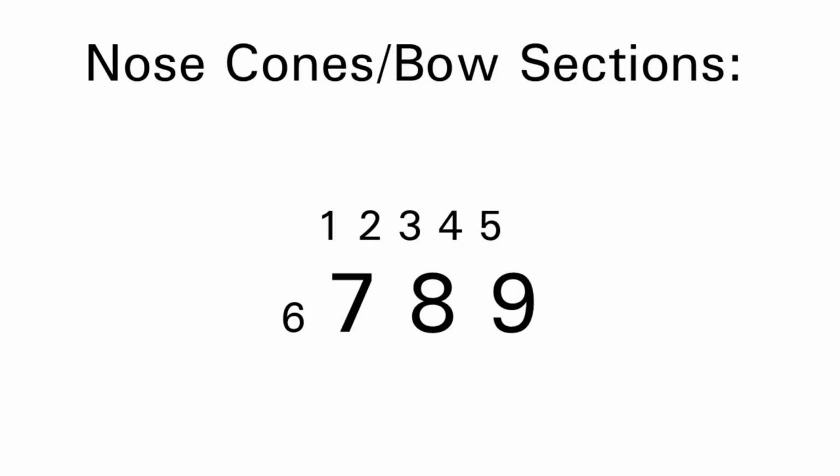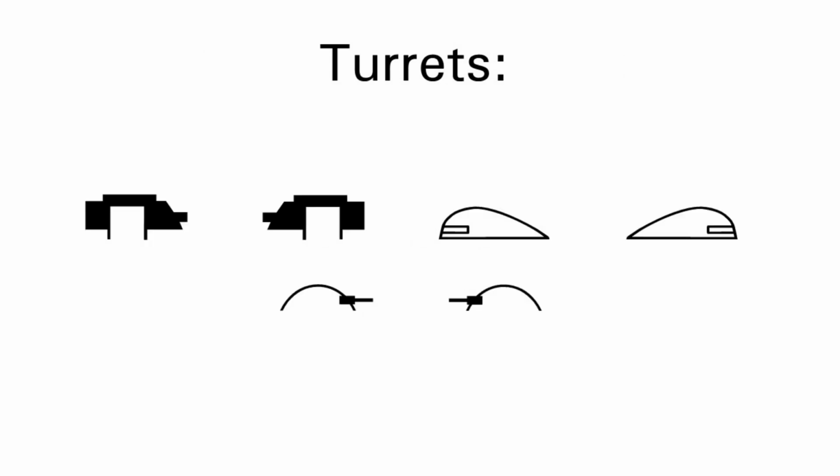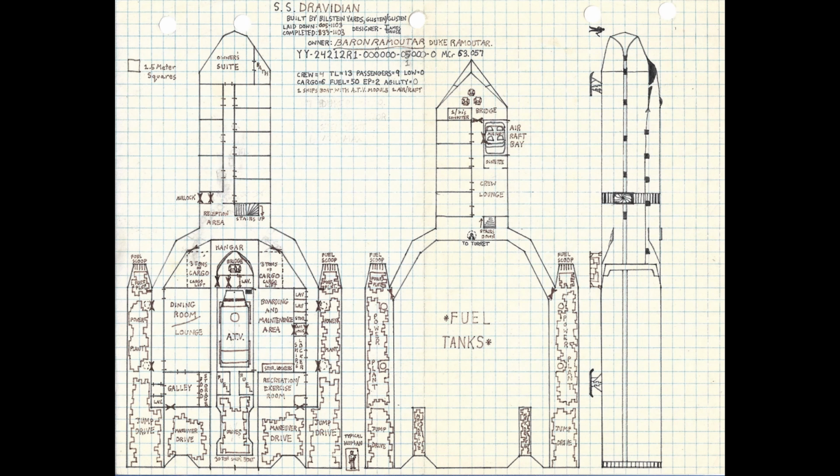stairs, nose cones, drives, thruster nozzles, turrets, and other deck plan information. Let's see the Traveler Deck Plan Symbols font in action.